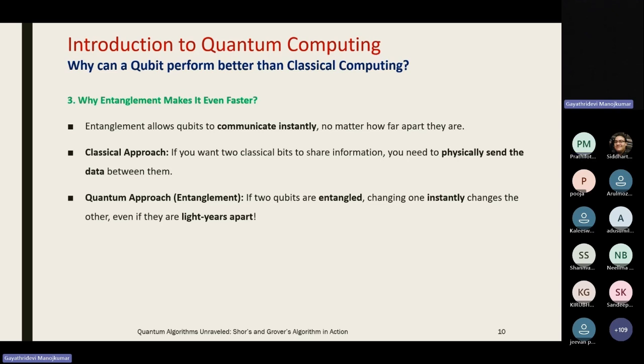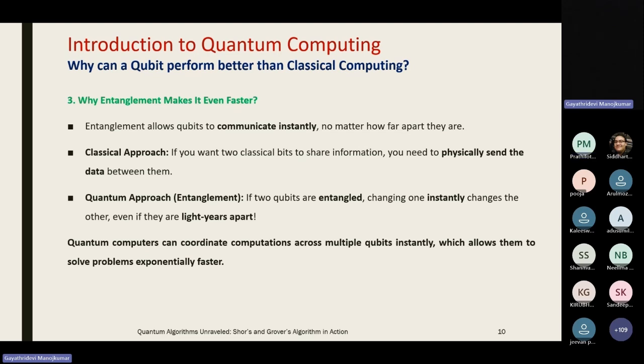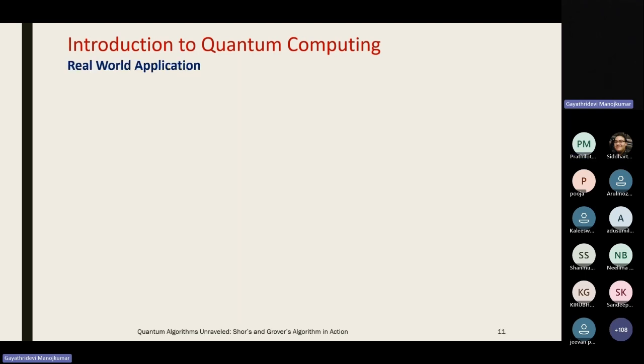For example, as I have already told, when we are playing with twin dice, when one die gives a 6, automatically the other die will also reflect a 6. That is the nature of entanglement. So the quantum computer can coordinate the computation among multiple qubits instantly and allow us to solve problems exponentially faster. With this, superposition and entanglement are responsible for the fastest execution; superposition is responsible for storing the complex amplitudes, and entanglement is also responsible for the exponentially faster speed.